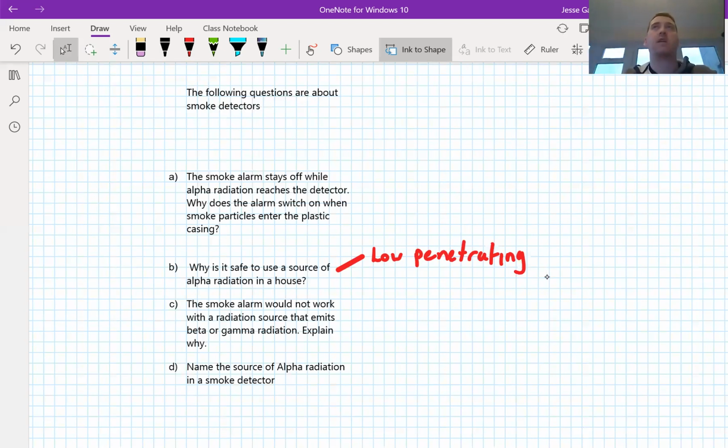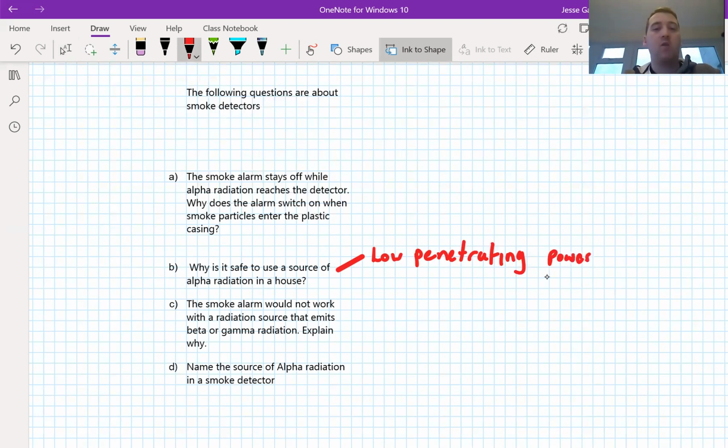So I wouldn't be going putting it in your mouth or anything, or holding the smoke detector right up to your eye. I wouldn't be doing anything like that. That wouldn't be very clever. You're really best off only going near it if you need to change the battery or test the battery or whatever. You don't need to be afraid of it, but I wouldn't be swallowing the components of it or anything like that. It's safe to use in a house because it's got low penetrating power, which means it's stopped by a few centimeters of air. So it's no big deal.